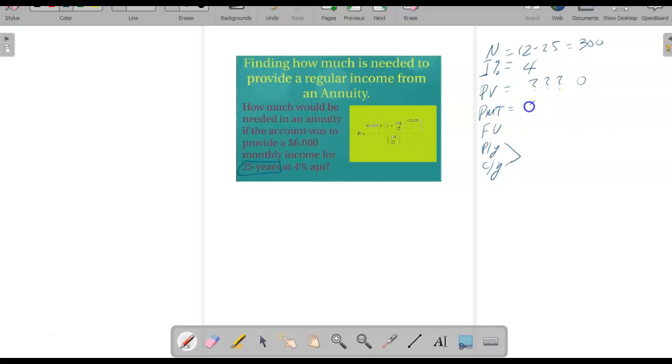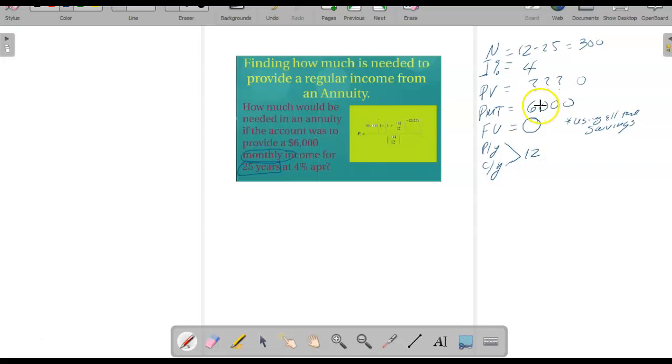The payments, well, we want those to be $6,000 towards us. We want to be getting $6,000. And our future value, we're going to spend all that money. So with these, the future value is 0. Okay? We're going to be using all the savings that we had, so we won't have anything at the end. And these, it said, were monthly income, so these are both going to be 12s.